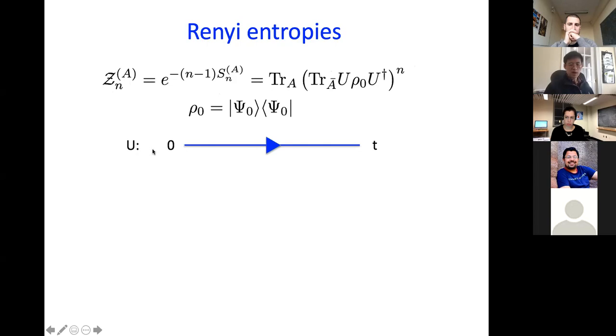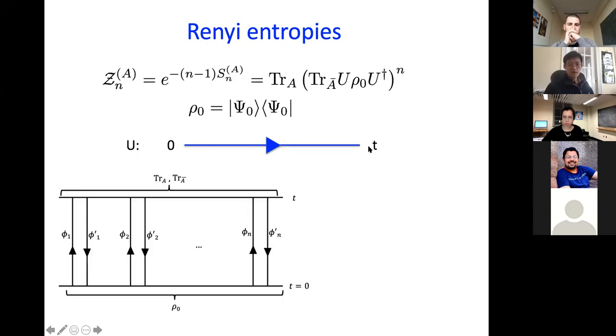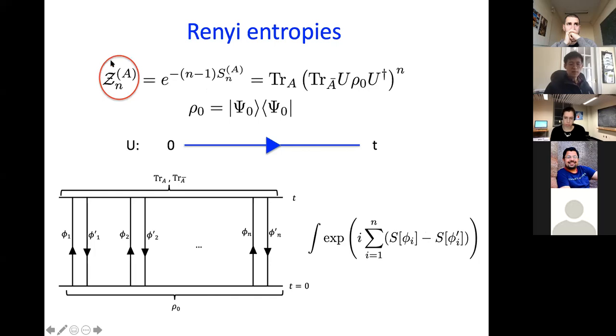Each U in the path integral gives you a path integral from 0 to T. The nth Renyi entropy then gives you a path integral with 2n copies: n copies of U going forward in time, and n copies of U dagger, which can be drawn going backward in time. The initial state of the path integral is controlled by your rho_0, and the final configuration is controlled by the trace you use to calculate the Renyi entropy. The integrand is the exponential of the action associated with each contour, so there are n of them moving forward and n of them moving backward. Keep in mind this Renyi partition function; again, I will use this notation over and over.